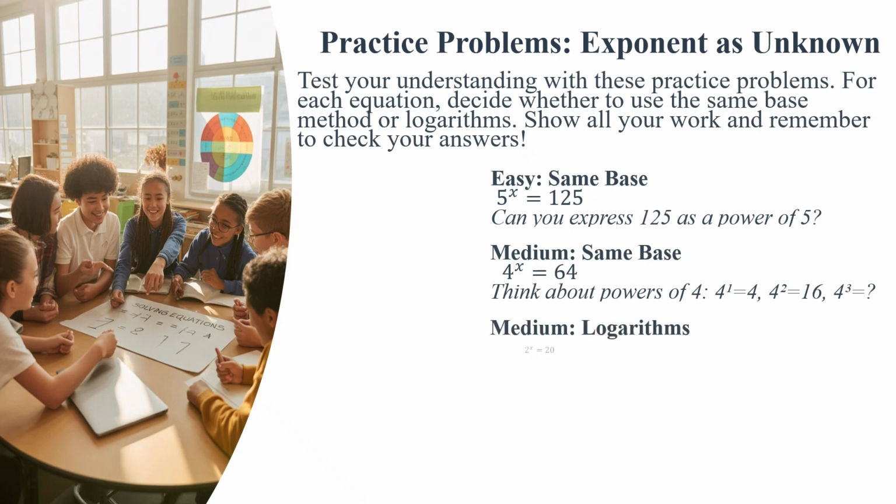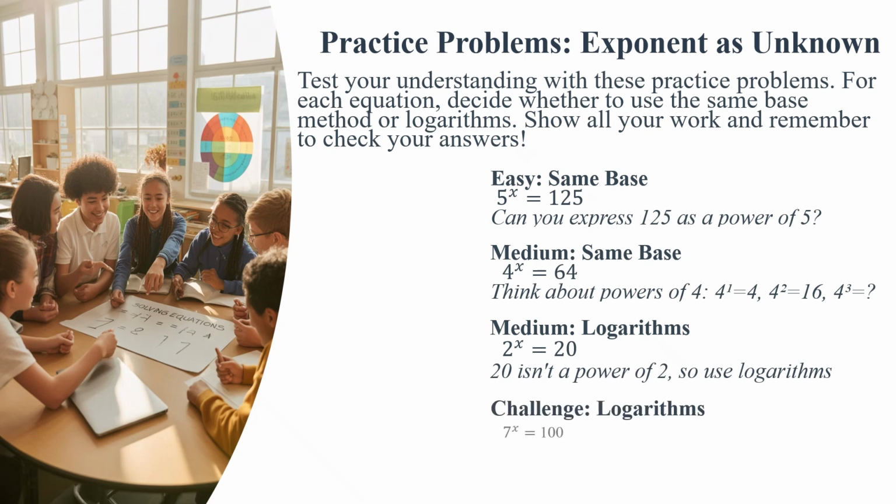Now for the medium using logarithms. 2 to the x equals 20. Since 20 isn't a power of 2, you can't rewrite it with the same base. So this time you'll need to use logarithms to bring the exponent down. Finally, here's your challenge problem. 7 to the x equals 100. Apply the log on both sides, use the power rule, and solve for x. The key here is to decide which method fits best, the same base method or the logarithm method.